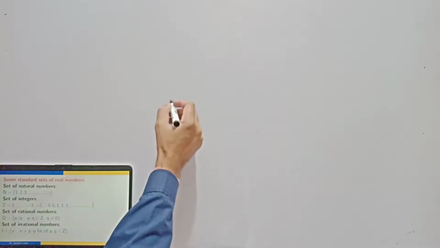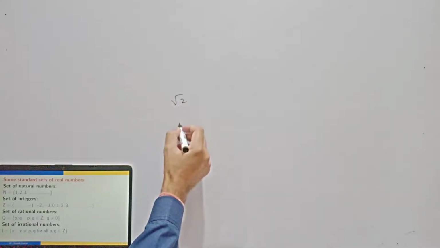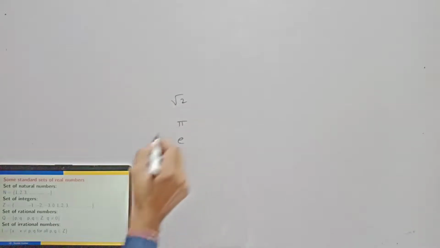Set of irrational numbers: numbers which are not rational. All the numbers which cannot be written in the form p over q for any integers p and q. For example, square root 2, pi, e, these are irrational numbers. There is another difference between rational and irrationals.